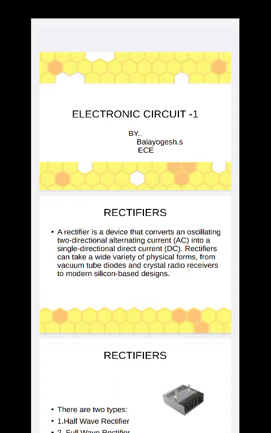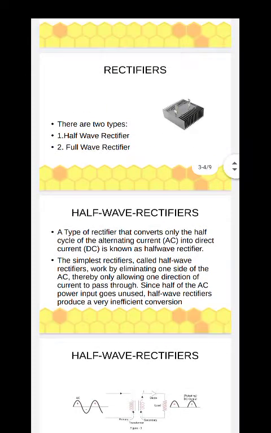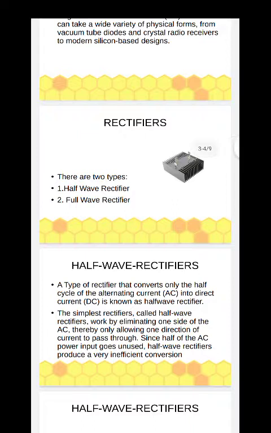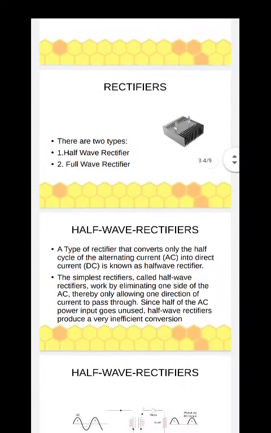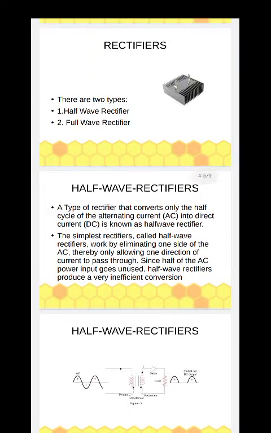Rectifiers can take a wide variety of physical forms, from vacuum tube diodes and crystal radio receivers to modern silicon-based designs. Rectifiers are of two types: one is the half-wave rectifier and the other is the full-wave rectifier. Now we see the half-wave rectifier.